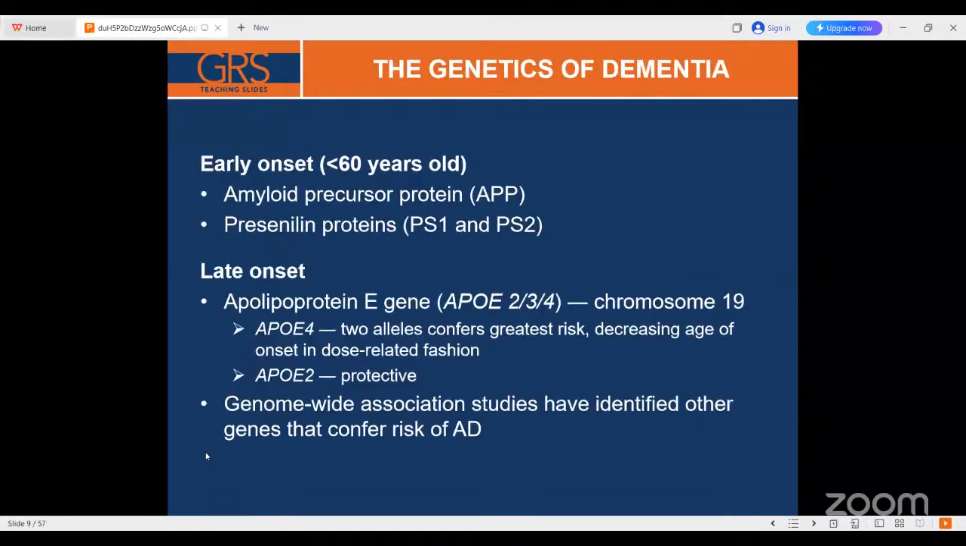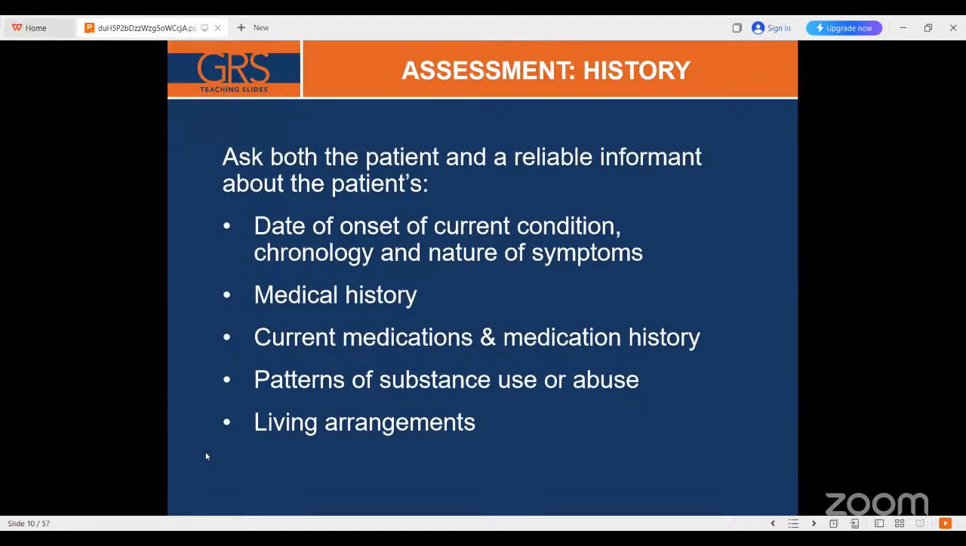Then we have how to assess dementia. We start assessment by history, then physical examination, imaging. So we are going through this. We start by history. We can take it from the patient if it is mild dementia, but with severe dementia, we have to have a family member who can help us with history taking.